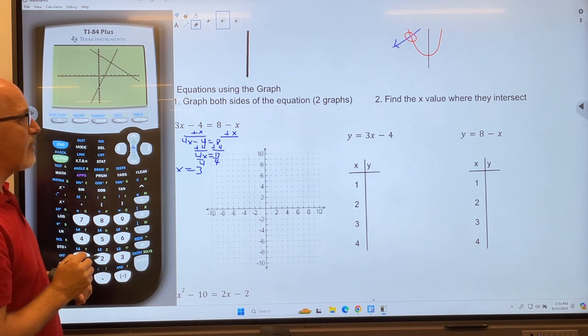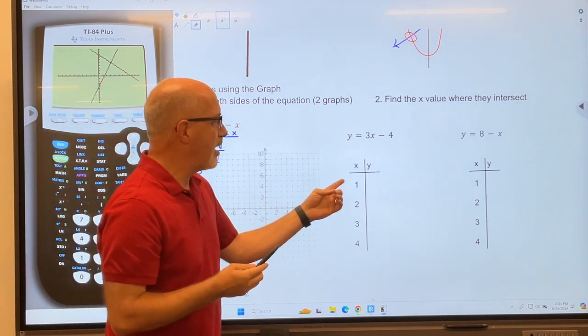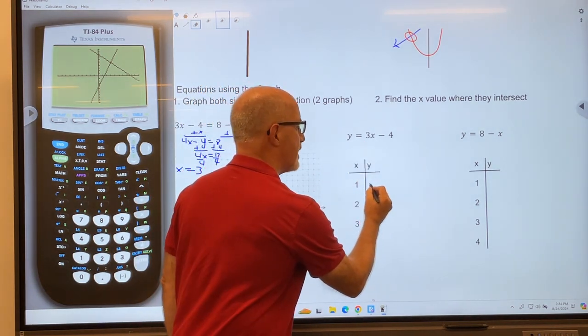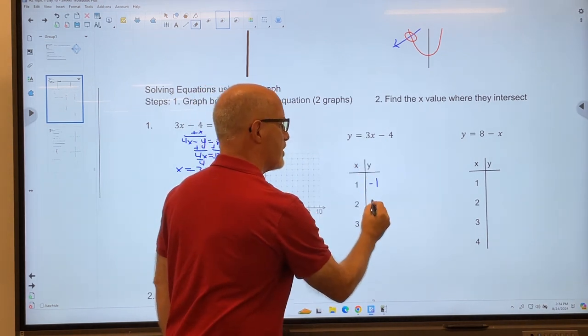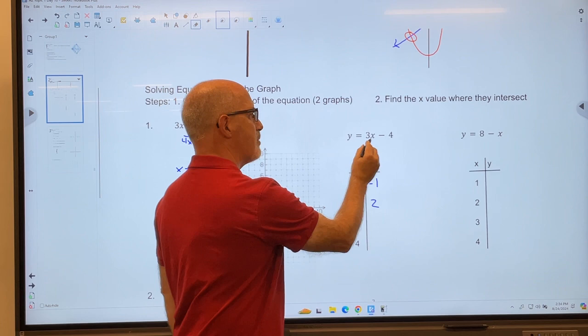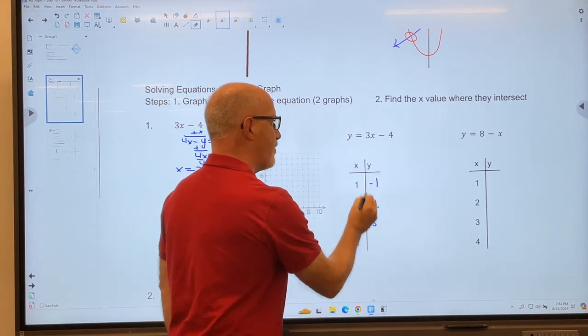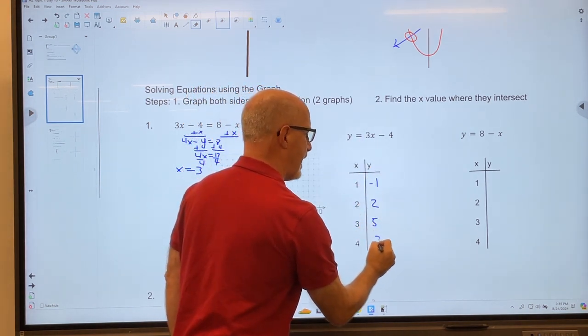Now let's go ahead, if I do my table for this, notice that I can just put in these values. 3 minus 4 is equal to -1. 2 times 3 is 6, minus 4 is equal to 2. 3 times 3 is 9, minus 4 is equal to 5. 4 times 3 is equal to 12, minus 4 is equal to 8.